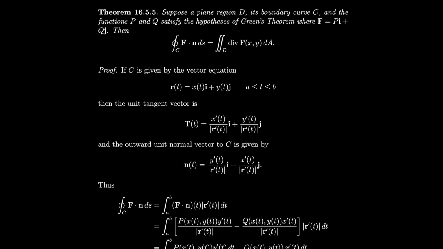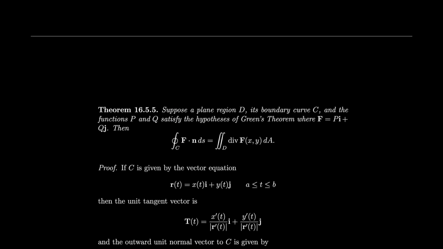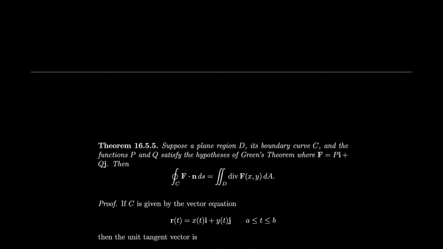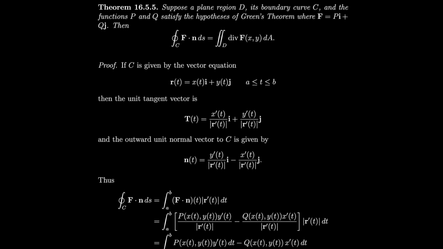Next, we have another way of writing Green's theorem using divergence instead of curl. Suppose a plane region D, its boundary curve C, and the functions P and Q satisfy the hypothesis of Green's theorem. Well, then it turns out that the integral of F dot n ds is a slightly different form, because over here we had just the F dot dr line integral, so we have to modify it slightly with respect to arc length. So we have F dot n ds equal to the double integral of the divergence. So let's prove this real quick.